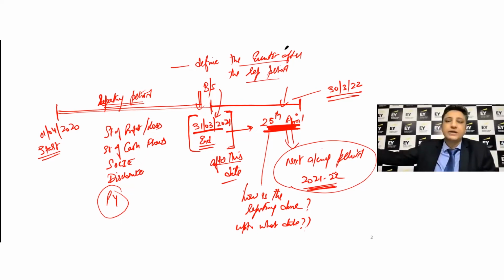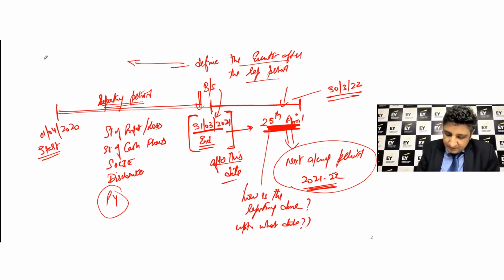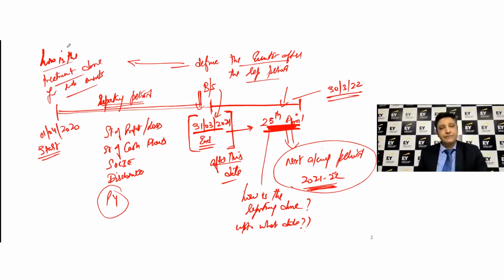Up to what date should I go? And what kind of events are we talking about? And the second question is, how is the treatment done for such events, right? Should I make adjustments in my financial statements? Should I do the accounting for those when I use the word adjustments? Or should I give detailed disclosures about the same?